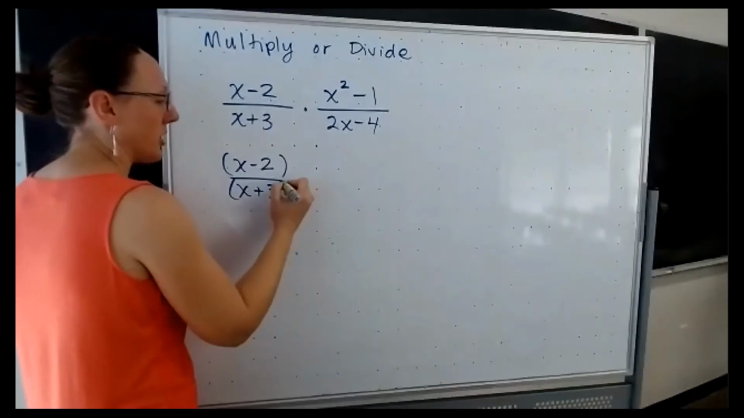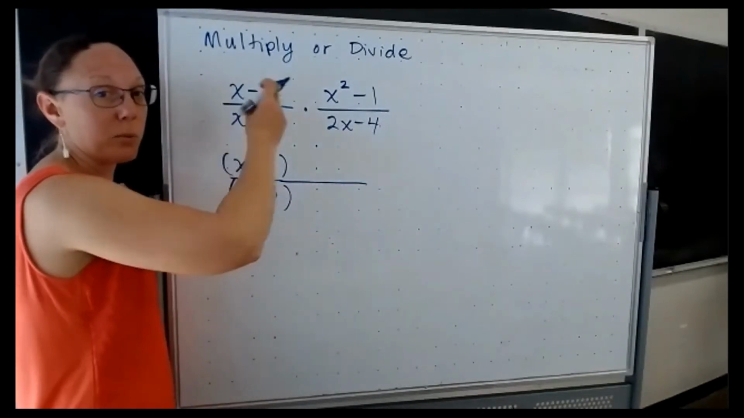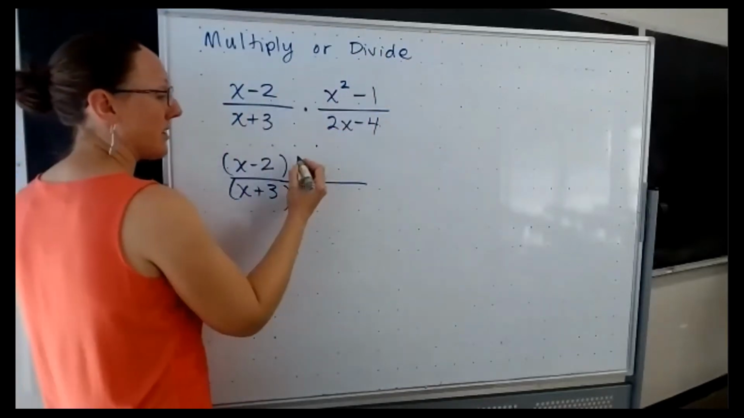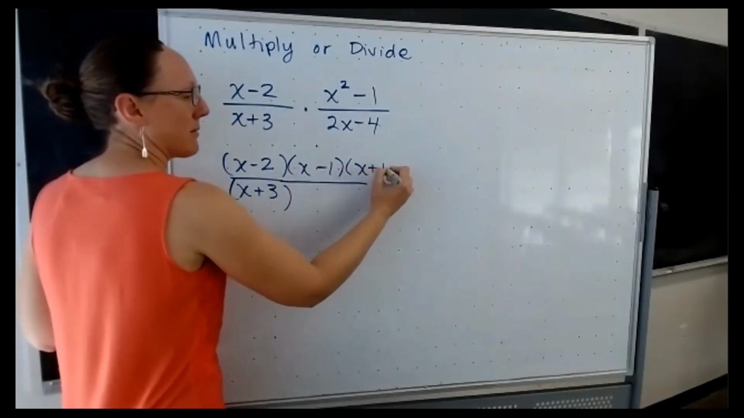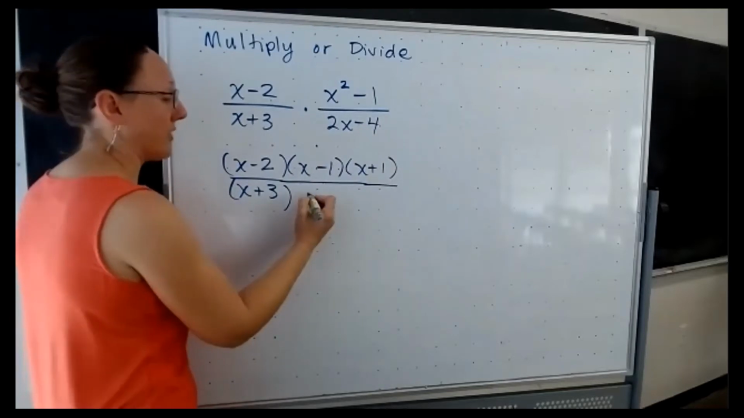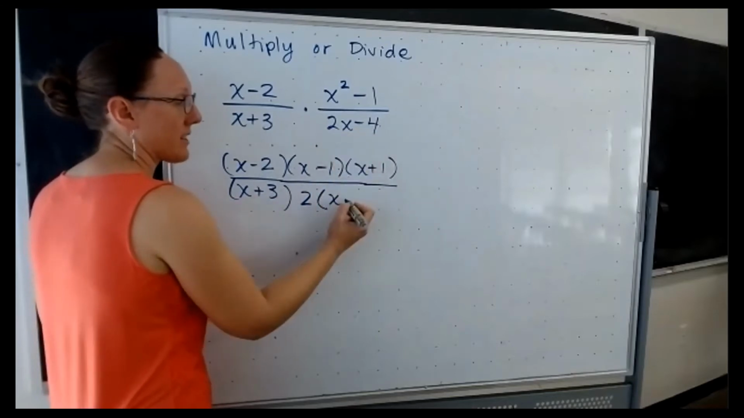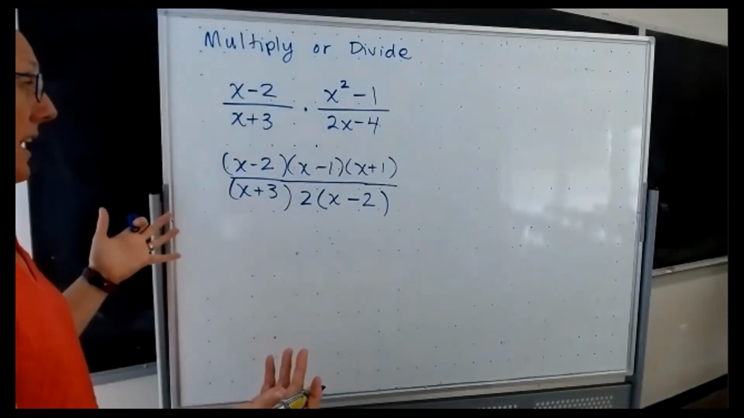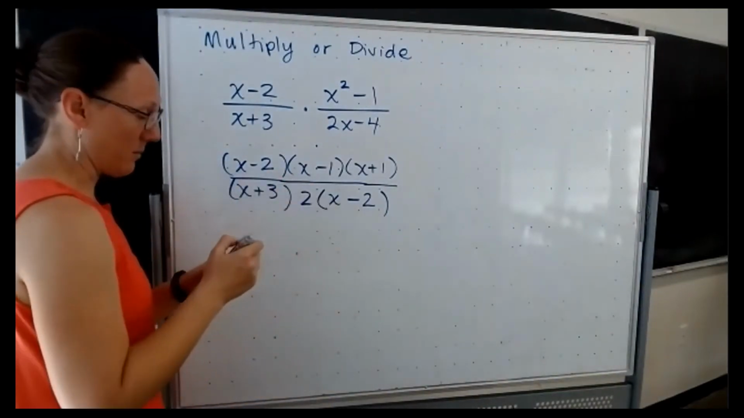Because it's multiplication, I can make this one big bar because we're multiplying straight across the top, straight across the bottom. So that x squared minus 1 is going to factor as x minus 1 times x plus 1. And the 2x minus 4, I can factor a 2 out, and that would leave me with an x minus 2. I'm just going to step back and see if anything cancels out for us. The x minus 2 over x minus 2.